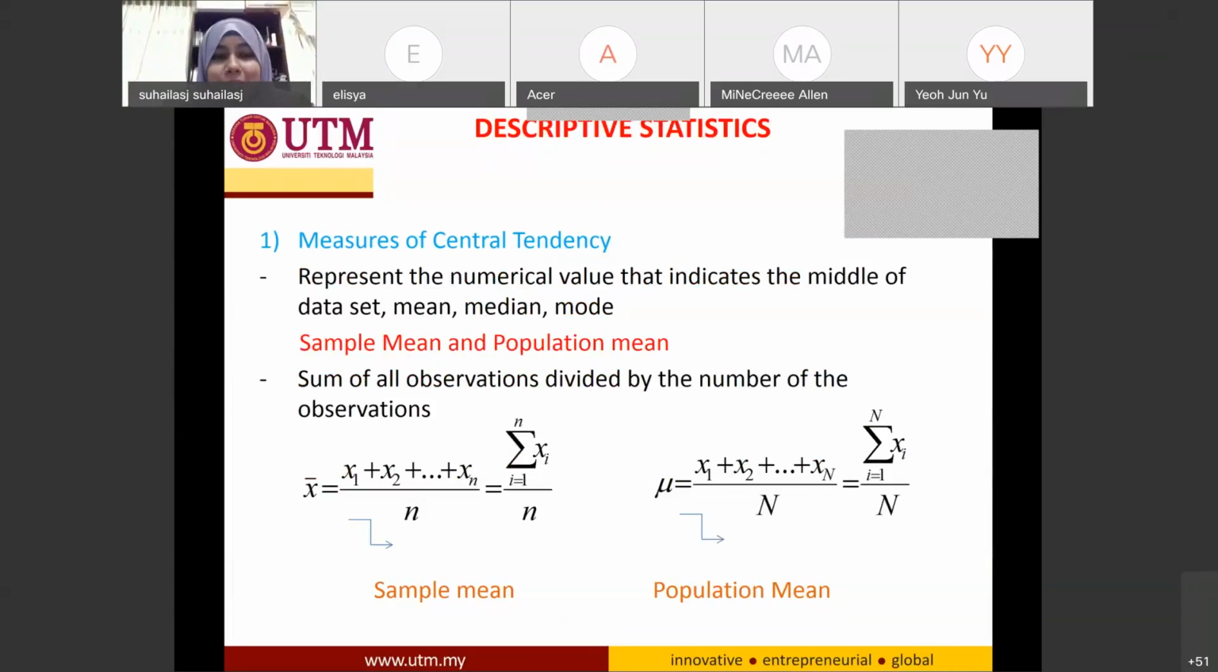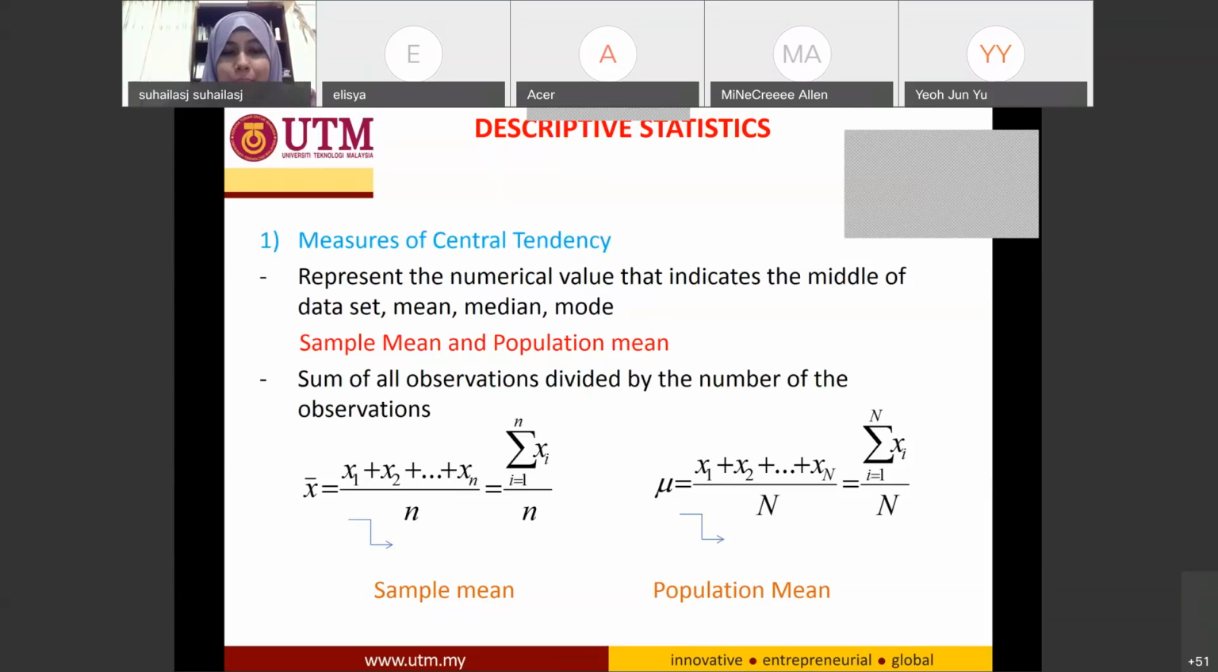In English, measures of central tendency represent a numerical value that indicates the middle of your data set. For example, we use mean, mode, and also median. Okay. So again, kita ada two definitions, population and sample. First, you want to compute your mean, but you have to check whether it is population data or sample data. Normally it will be stated in the question.